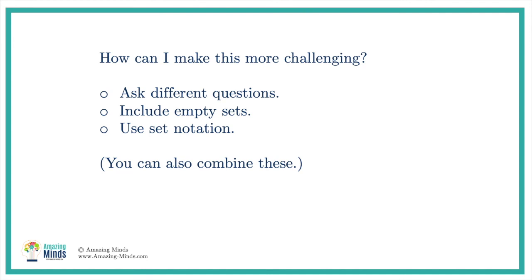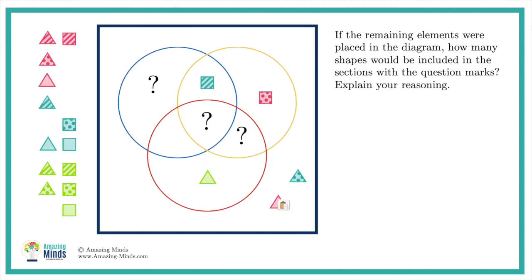And how can you make this more challenging? By asking different questions, including empty sets, and using set notation. So let's look at each of these again. As we've discussed in previous episodes, when you do this, you're combining more than one skill. So you're asking if the remaining elements were placed in the diagram, how many shapes would be included in the sections with the question marks?